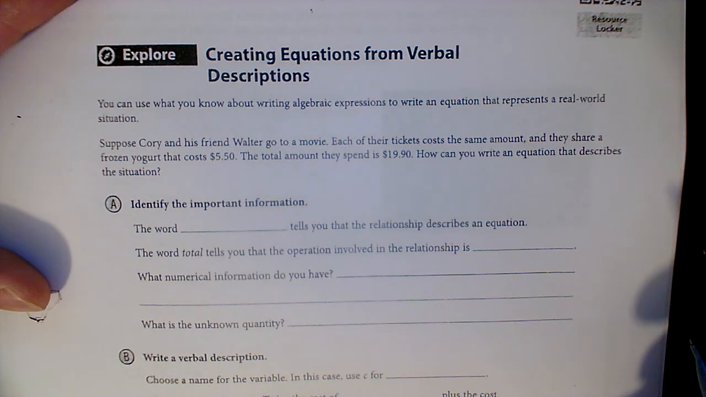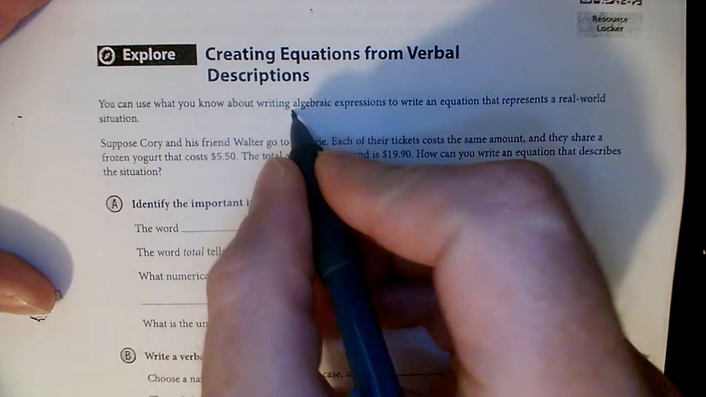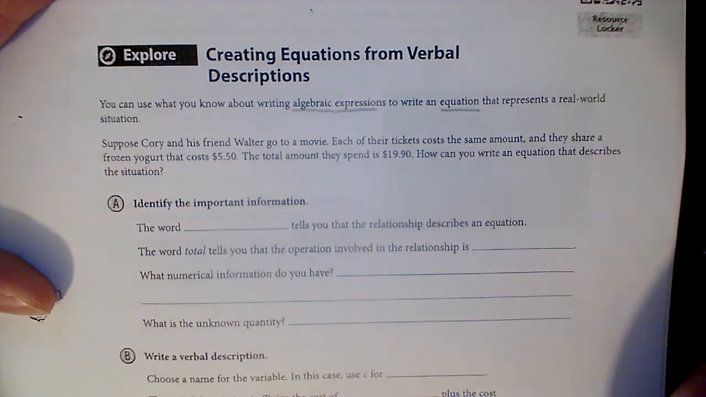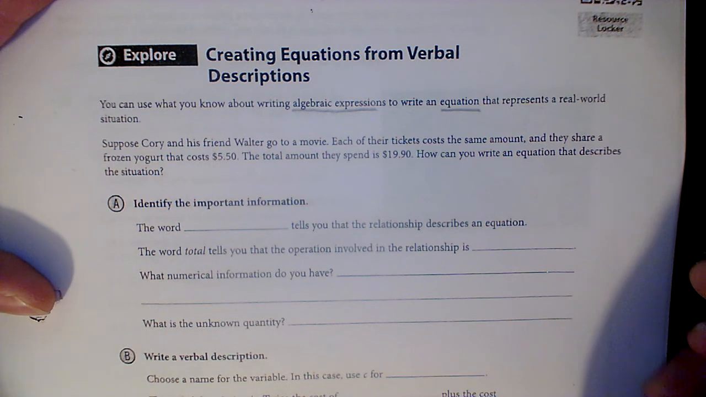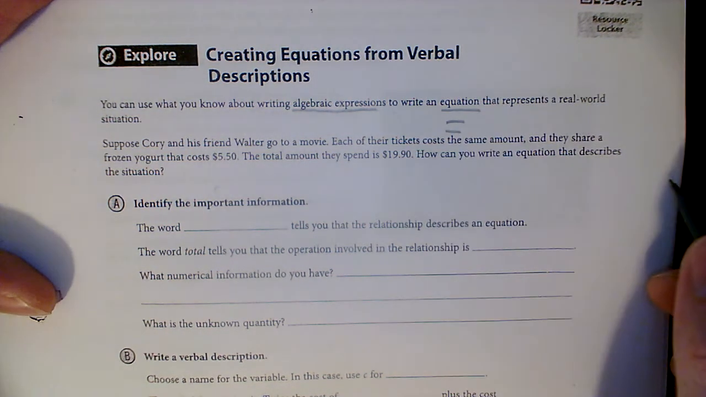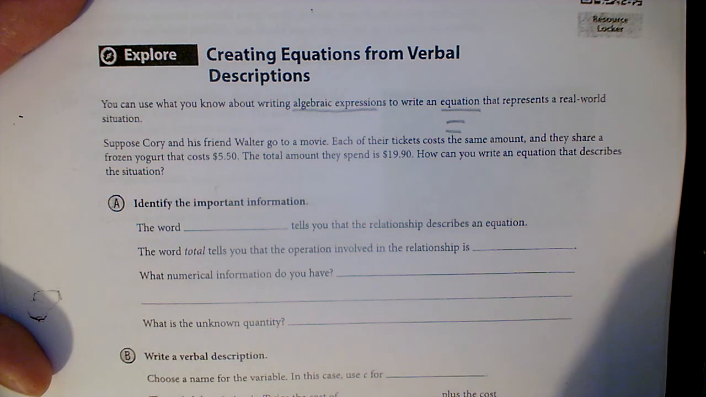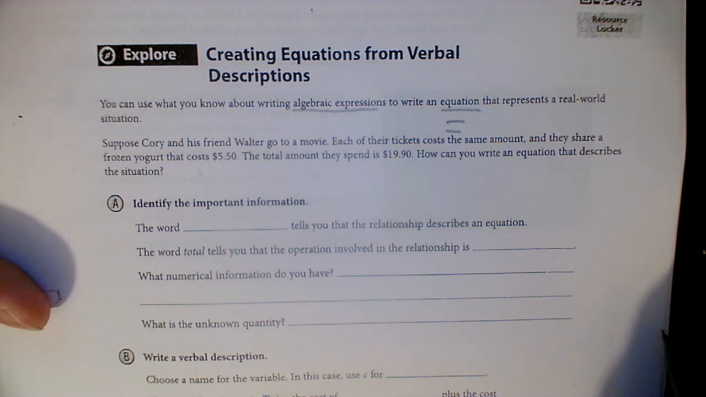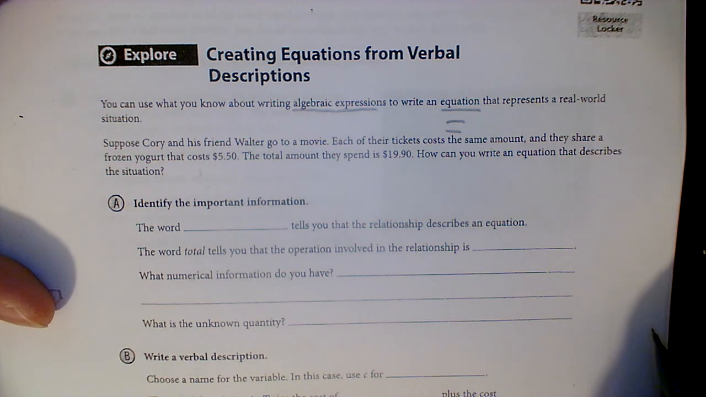You can use what you know about writing algebraic expressions to write an equation that represents a real-world situation. An equation, I'm just going to put a little equal sign in here. That's the difference. There's an equal sign. Suppose Corey and his friend Walter go to the movie. Each of their tickets costs the same amount, and they share a frozen yogurt that costs $5.50.